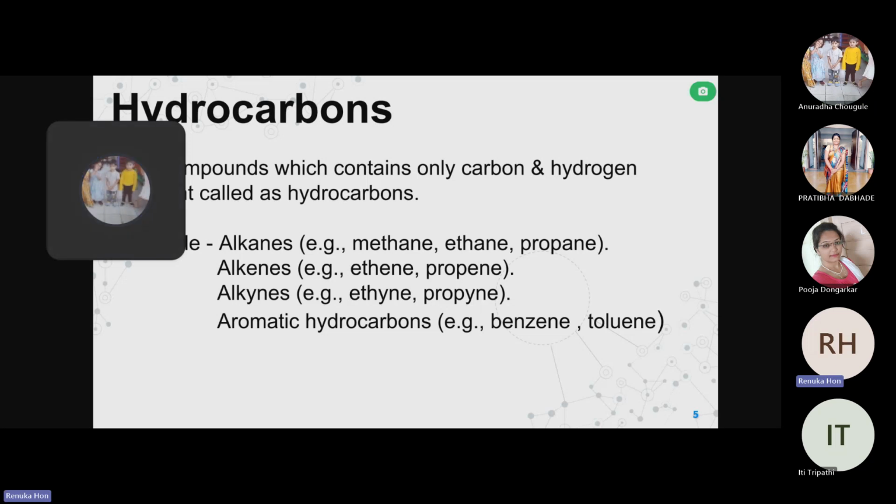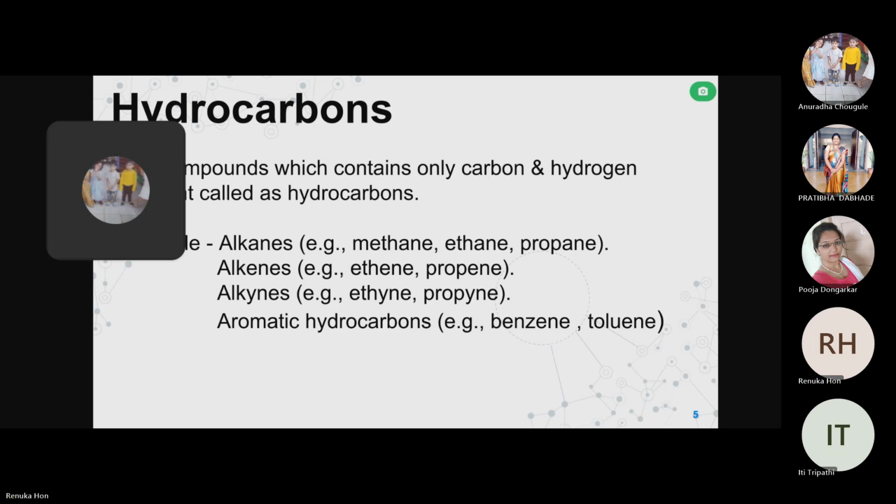Hydrocarbons are the building blocks of organic chemistry. If we want to study organic chemistry, we must know the hydrocarbons and the structure of atom. Today we will discuss only hydrocarbons. The compounds which contain only carbon and hydrogen as elements, none other element, are called hydrocarbons.